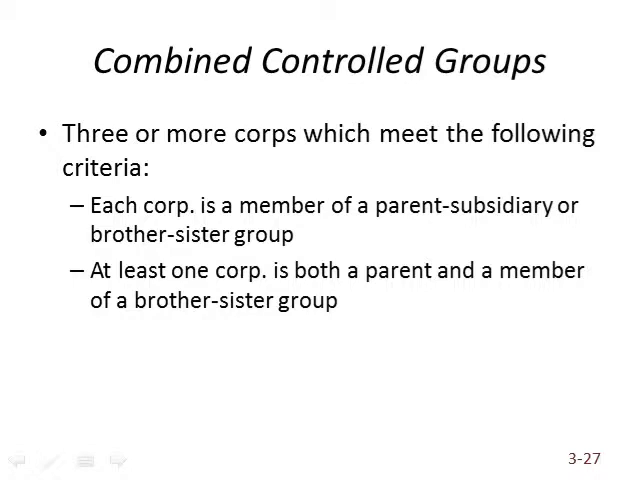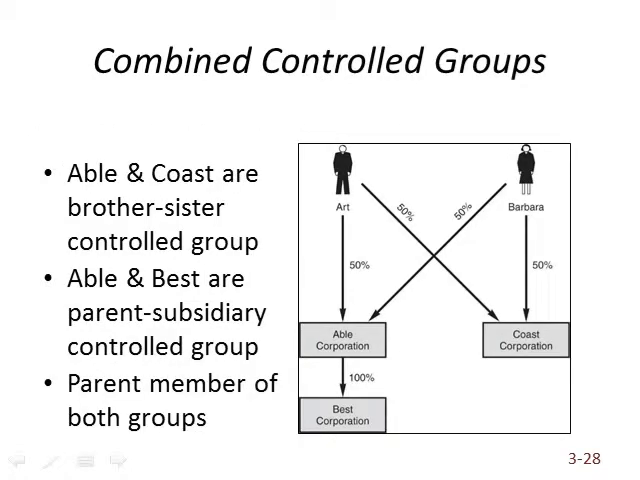And then finally, we have combined control groups, and that's where 3 or more corporations meet the following criteria. Each corporation is a member of a parent-subsidiary or brother-sister group, and at least one corporation is both a parent and a member of a brother-sister group. And so in this example, we see that Able and Coast are brother-sister controlled because of their common ownership between Art and Barbara, and that Able and Best are parent-subsidiary corporations, right? Because Able owns 100% of Best, and so Able is a parent member of both groups.